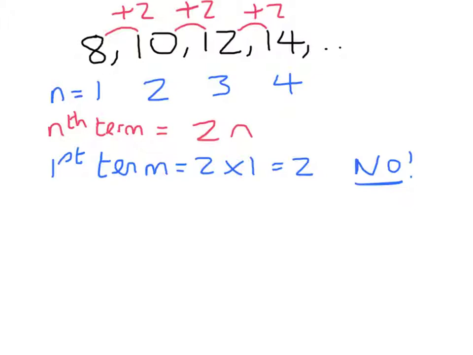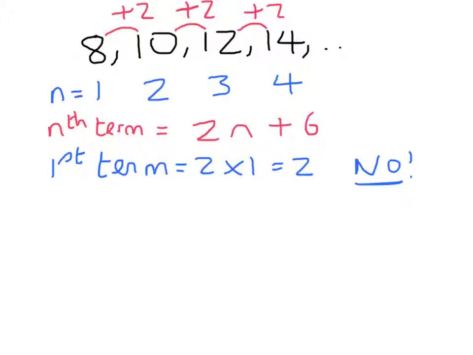So what we need to do is adjust the 2n formula to make it work. Now, the adjustment is just an adding or subtraction of a number. So the first term, if we use 2n, is 2, we want to make it into 8. So what we do is we just add a 6, like that. So the nth term formula actually is 2n plus 6.